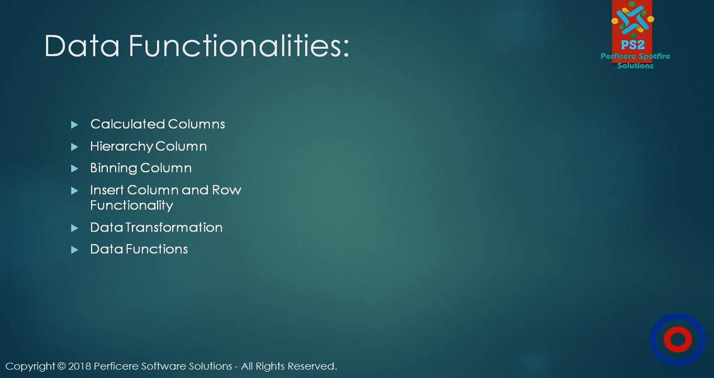Then data transformation: while importing the data, it may not be in the format you want, so how you can convert the data as you want it. Like if you want to change the data type from float to integer or decimal to integer, or from string to value, you can do it. Also you can do pivot and unpivot in the data transformation, how you can create a data function and how you can use it in the Spotfire dashboard. So we are going to explain this in this section.